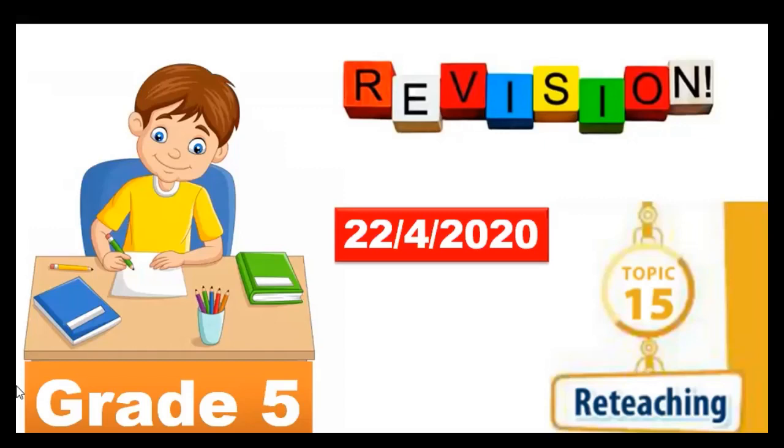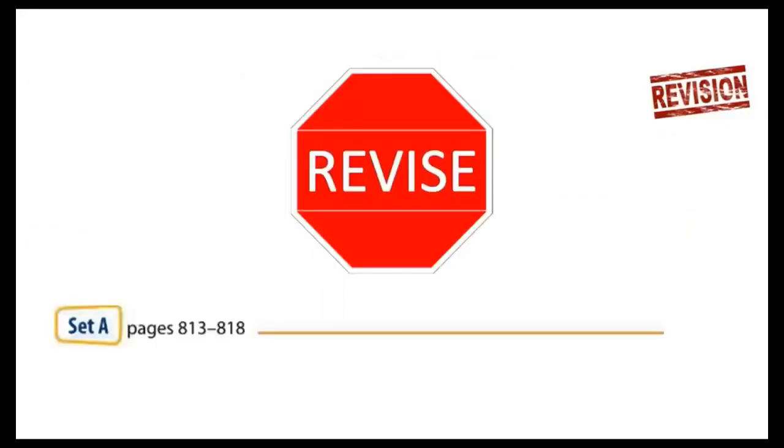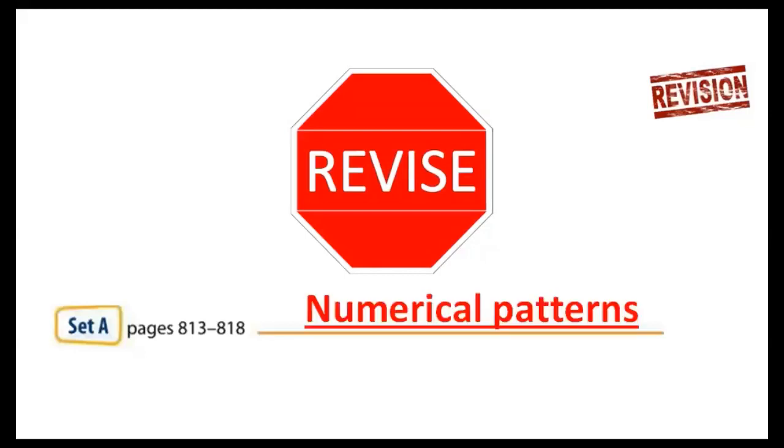Our lesson today will cover some pages in our book, divided into sets, set A and set B. So we are going to revise the first section. Set A will cover pages from 813 to 818 in your book. This is about numerical patterns. And set B will cover from page 819 to 824, more numerical patterns.